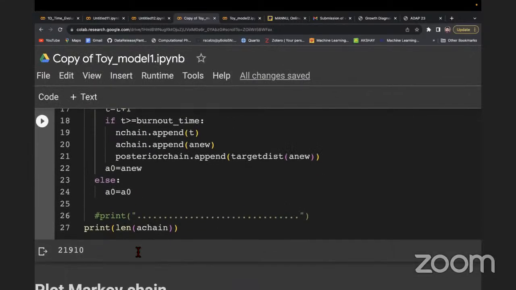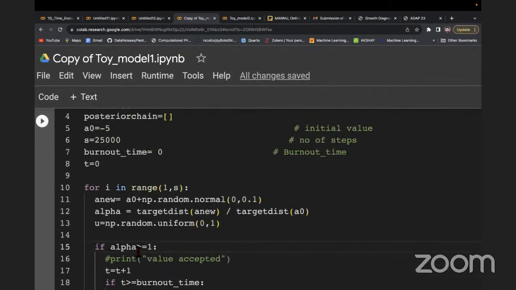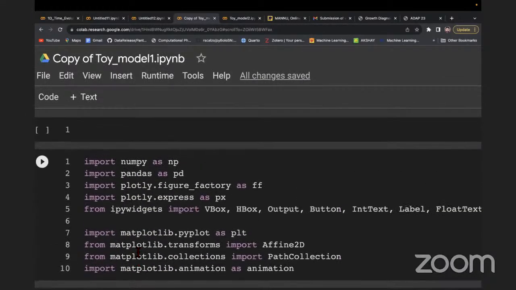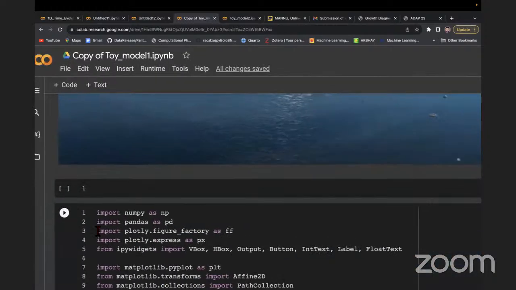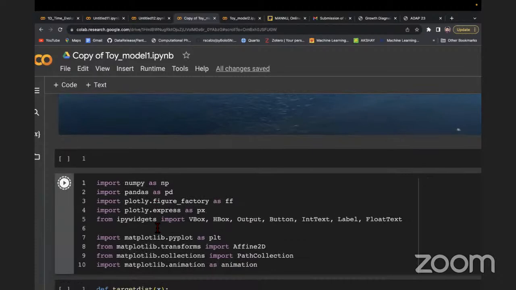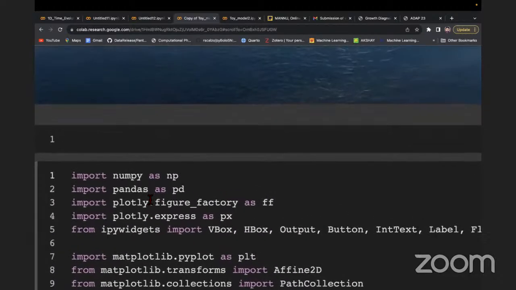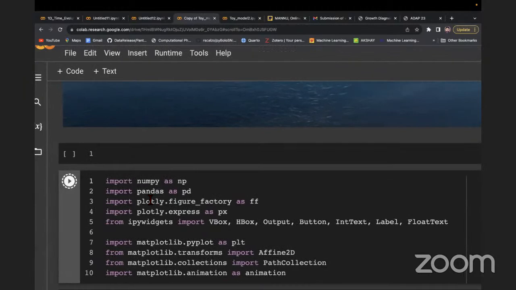Okay, if I run this, should I run it? Just give me one second. Let me see if the internet will allow us to do that. If it will not allow us, then you have to run it on your own.